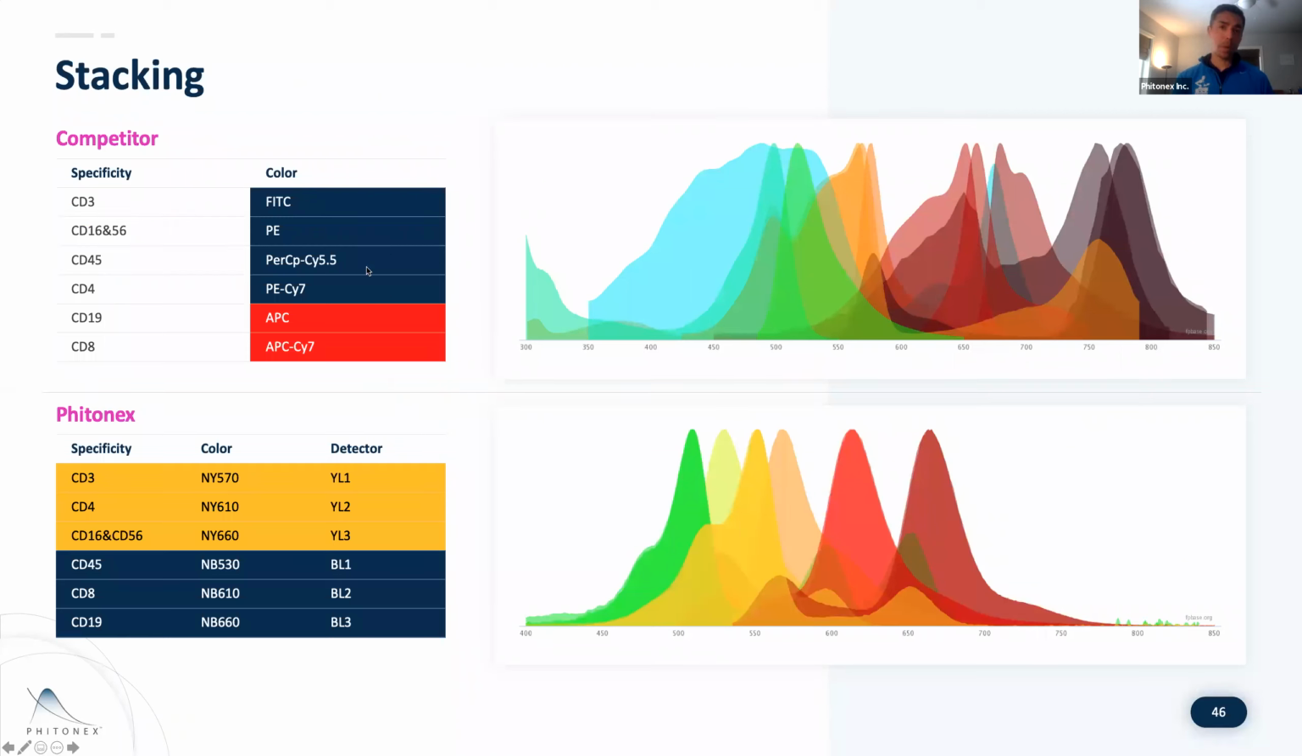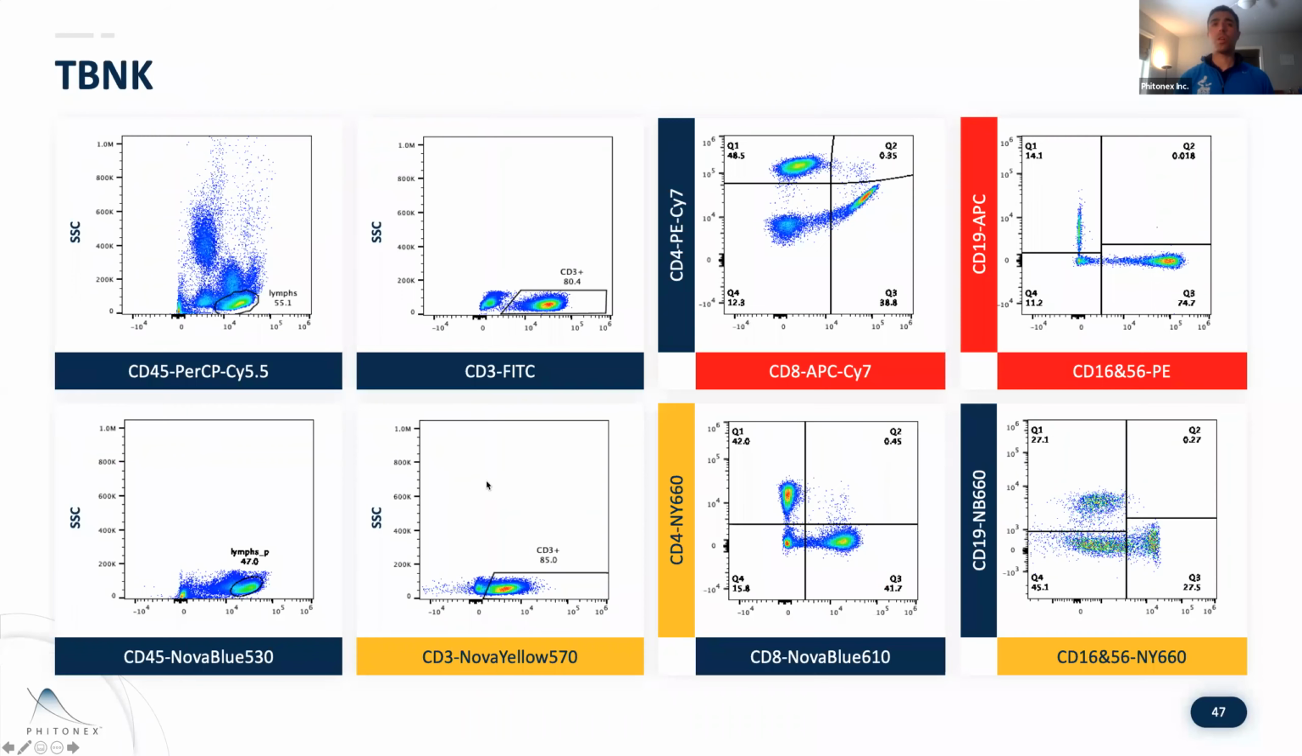So again, here we've got, in this case, the 6 off of the yellow and the red. Now we're going to try 6 off the adjacent. And so here are the flow results. We can gate on lymphocytes here, very obvious, then CD3 positive. We're obviously getting some degradation of the PerCP-Cy5.5, right?